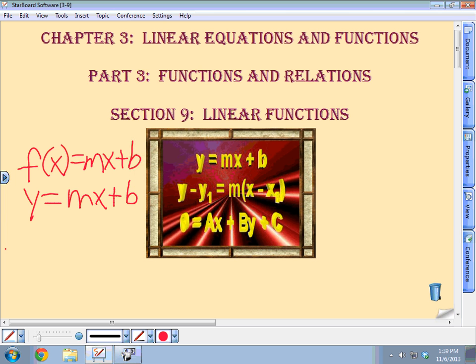This is the formula for the slope of a line. This is the formula for a line, okay?